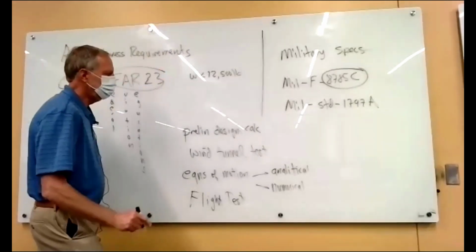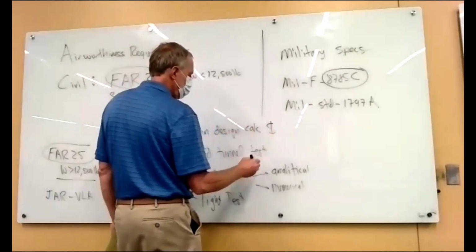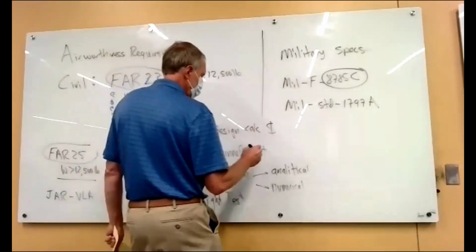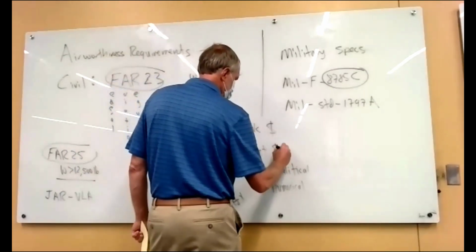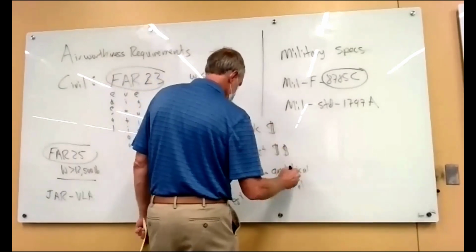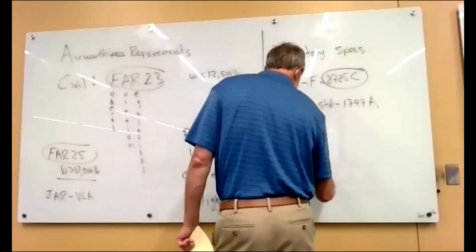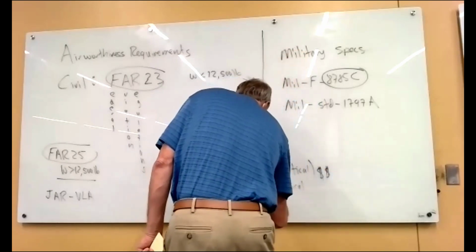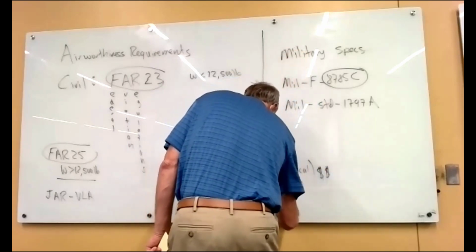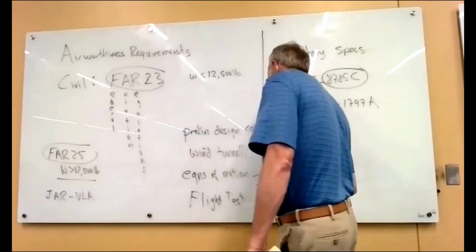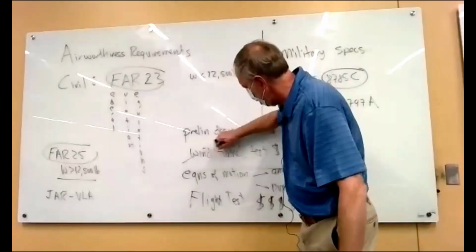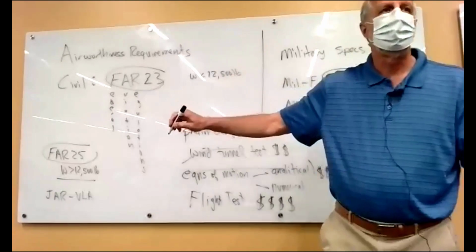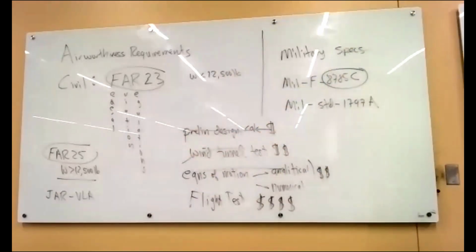And you do these in this order because the preliminary design costs maybe $1. The wind tunnel test costs maybe $2. This stuff costs maybe $1 or $2, and the flight test can cost a lot of money, right? Especially if you build the airplane and you haven't done this stuff up here and it crashes, you lose your whole airplane.